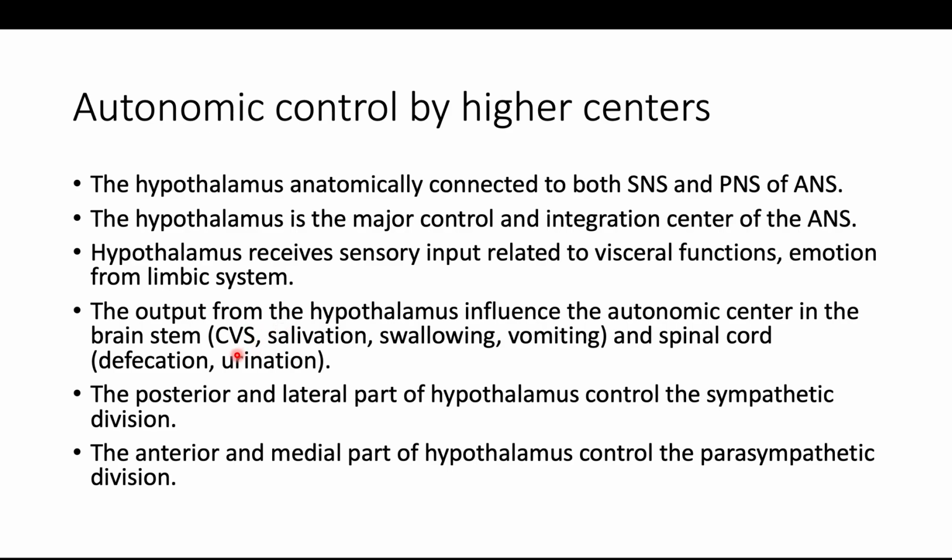The output from the hypothalamus will influence whatever the autonomic center has decided. For example, in the CNS: salivation, swallowing, vomiting, and the spinal cord is going to decide for defecation and also urination.